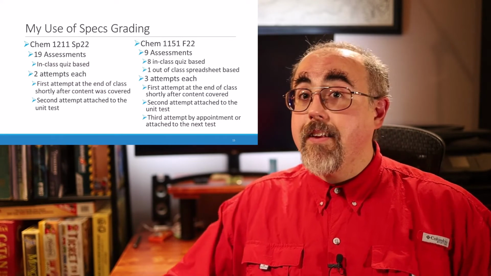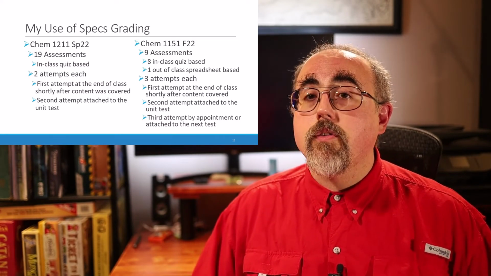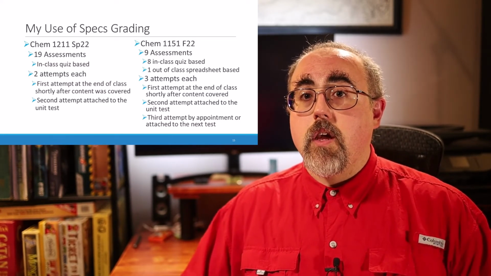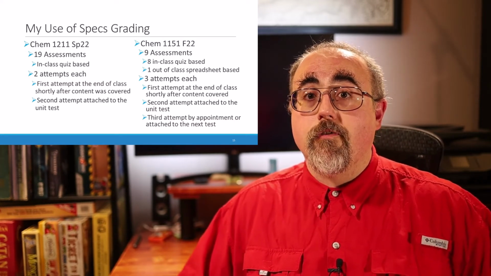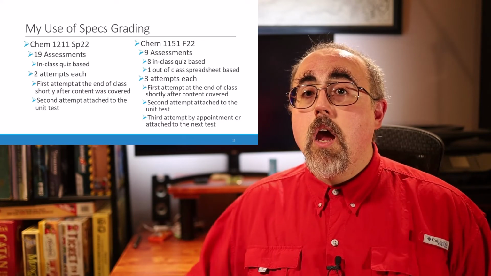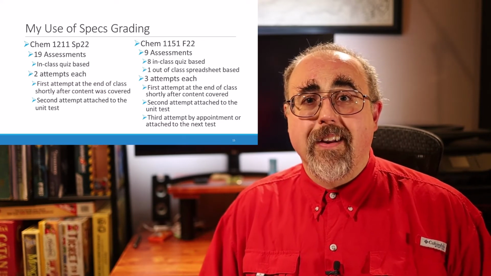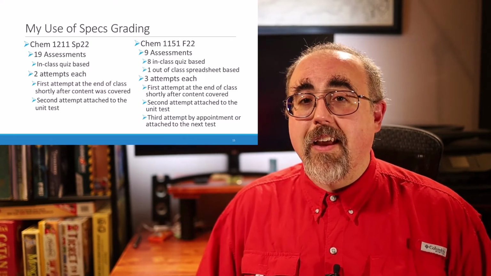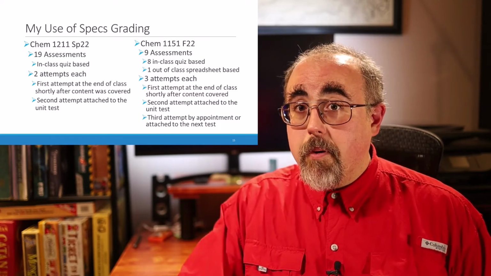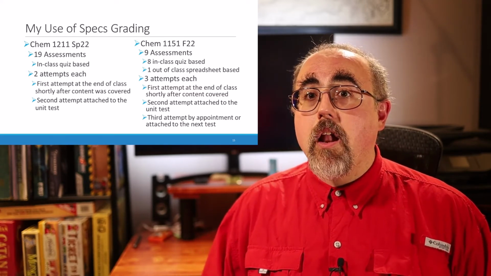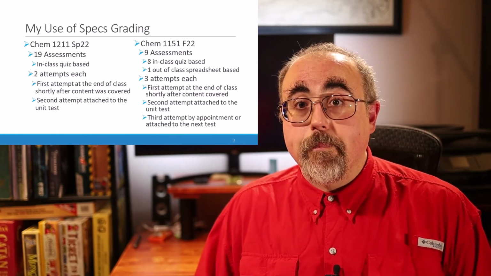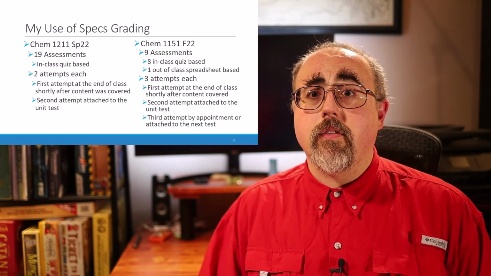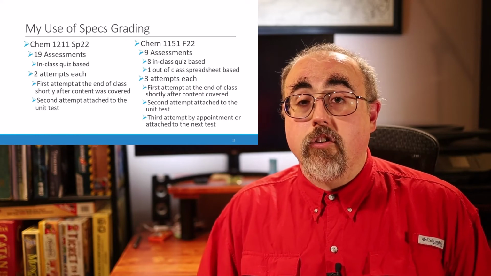Then I still kept the unit tests. I didn't get rid of those. I would take the unit tests and shrink them down, because I took out some of the bulk for the specs grading, and I took out a lot of the hard-to-grade stuff, like the limiting reagent stuff. I made that part of specs grading, and then I replaced it by stapling the second attempt to the back of the test. So that was the Gen Chem back in the spring.